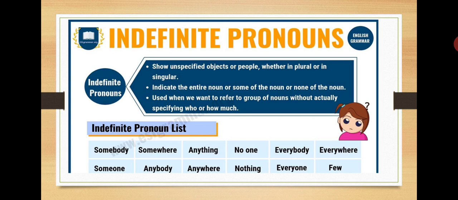So these are some of the examples of indefinite pronouns. Somebody, someone, somewhere, anybody, anything, anywhere, no one, nothing, everybody, everyone, everywhere, few. So all these are indefinite pronouns.